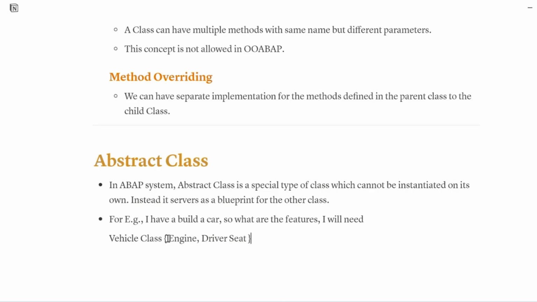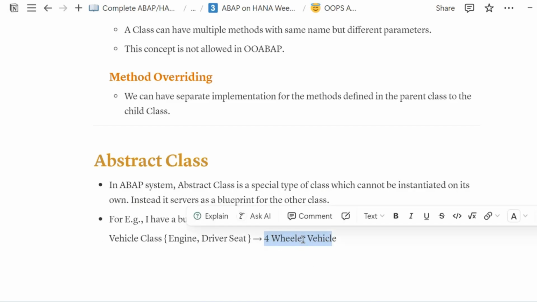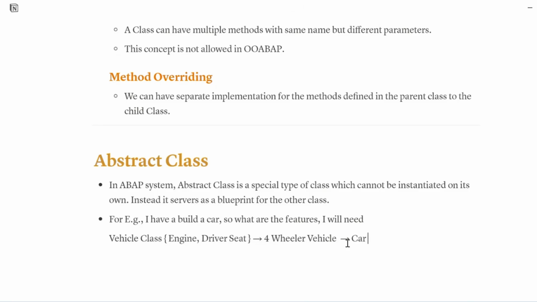This vehicle class will be inherited by a four-wheeler class, or let's name it four-wheeler vehicle. I'm just trying to explain it so that you can relate it easily. So any object created for this four-wheeler vehicle will only have four wheels, and they will have the engine and driver seat also. Then finally you can inherit this into a car class. So the car will have all these features.